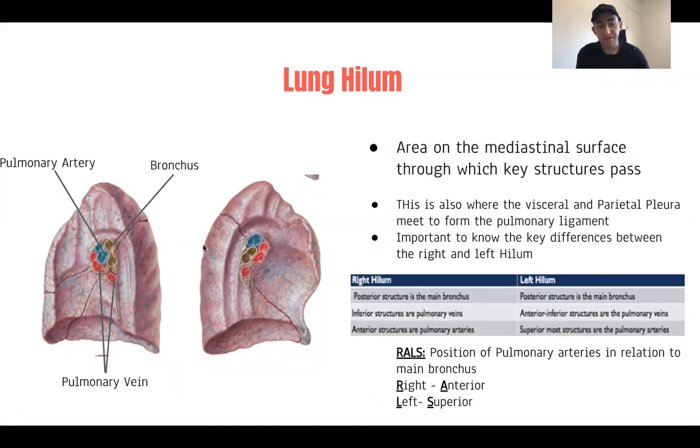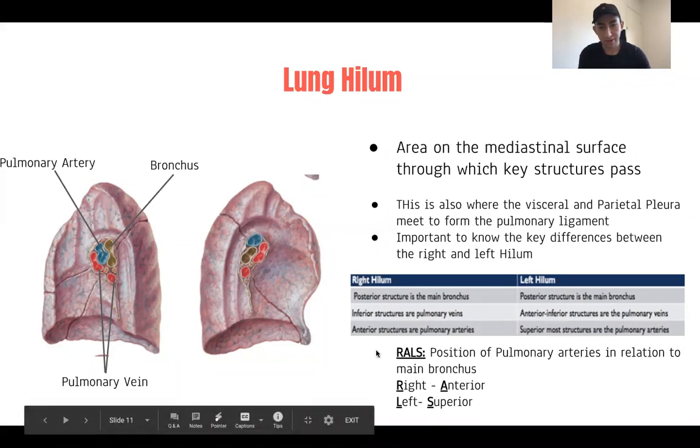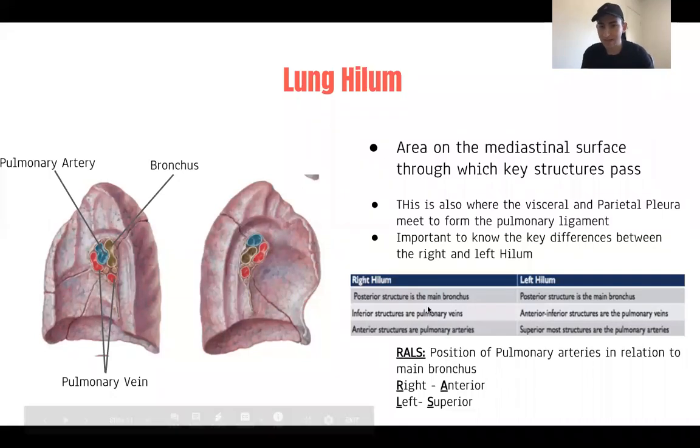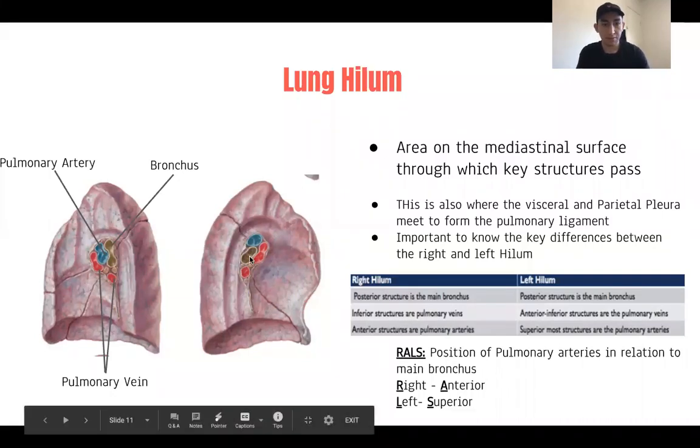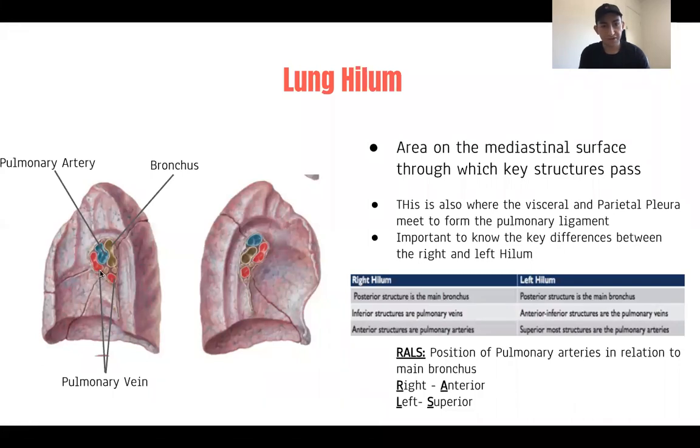Yeah, this is again a very typical question, which I would hate for you guys to lose marks on because it's really easy to get with this acronym. And the bronchus is always posterior. The vein is always inferior.